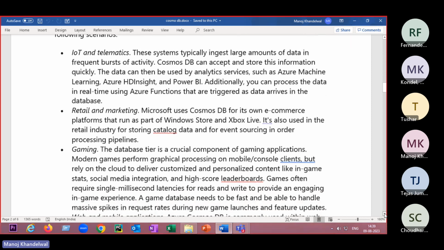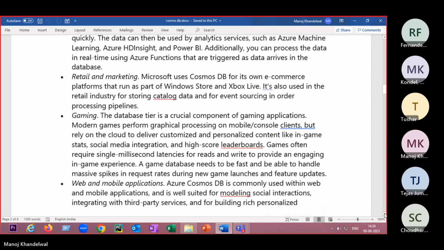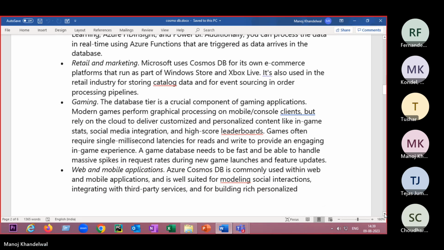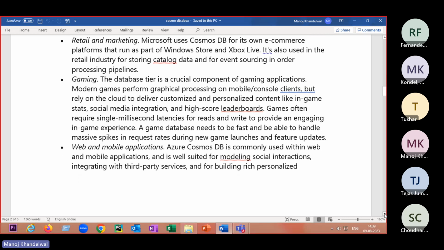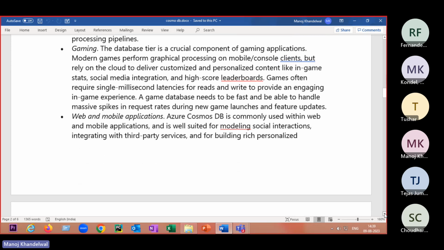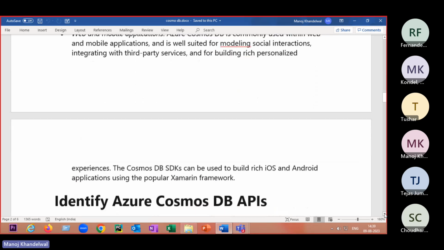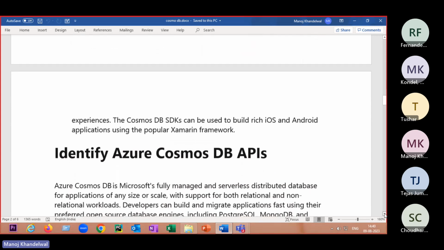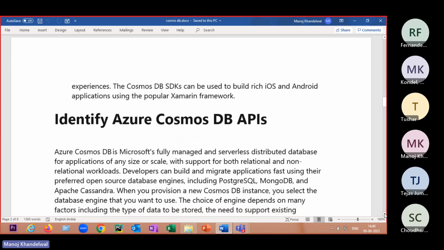Then retail and marketing. So in e-commerce also, gaming applications, wherever the data is in the form of key value pairs, web and mobile applications. There are a lot of such applications where NoSQL database will be really useful rather than making use of SQL database, which is tabular form, which has a rigid schema. The NoSQL will really help there. So this is a very big market nowadays.